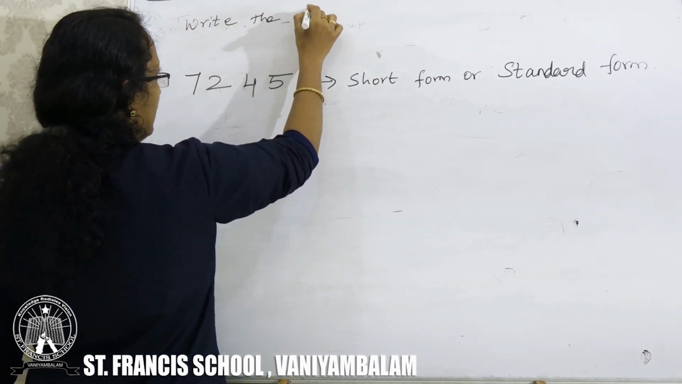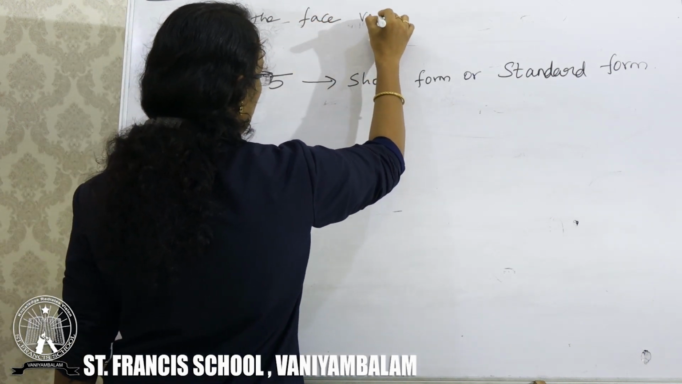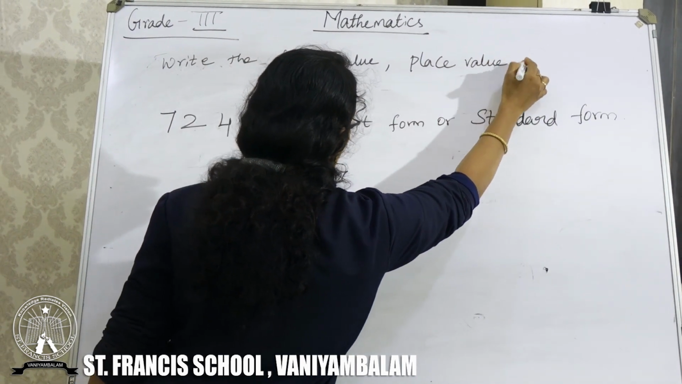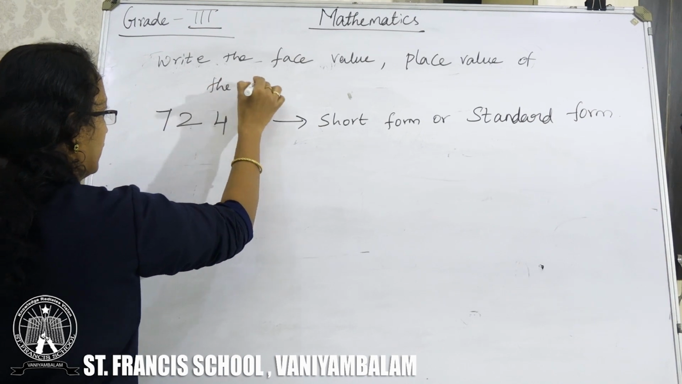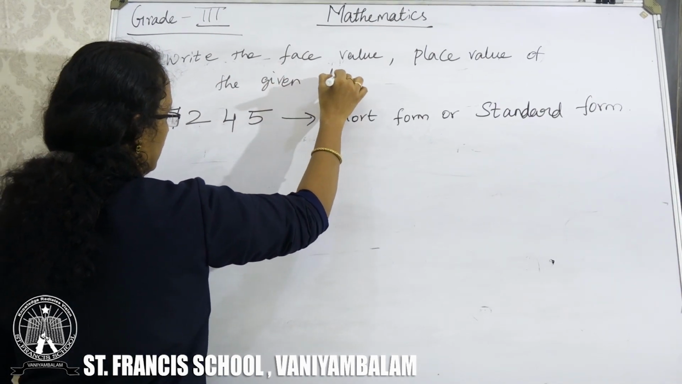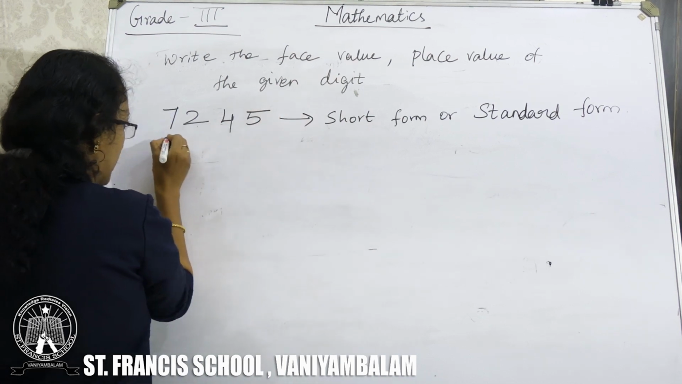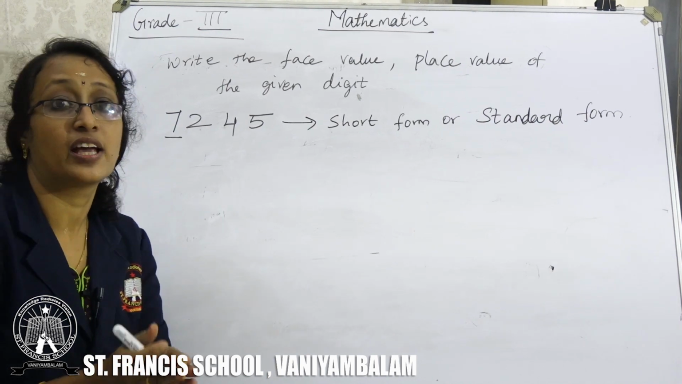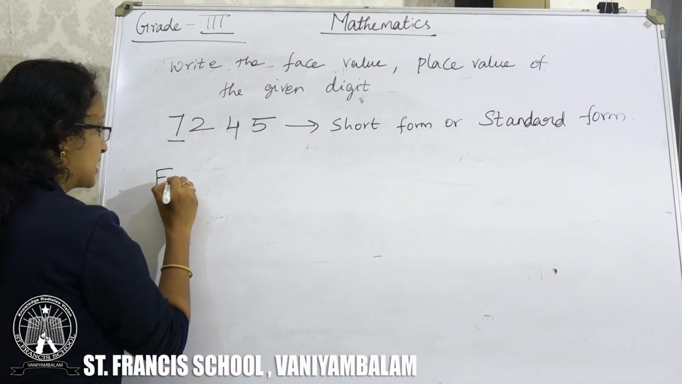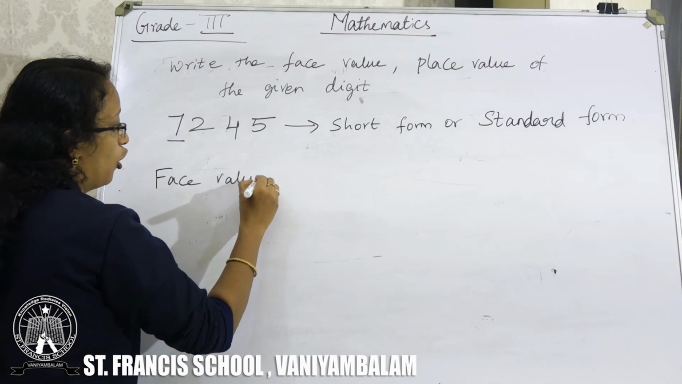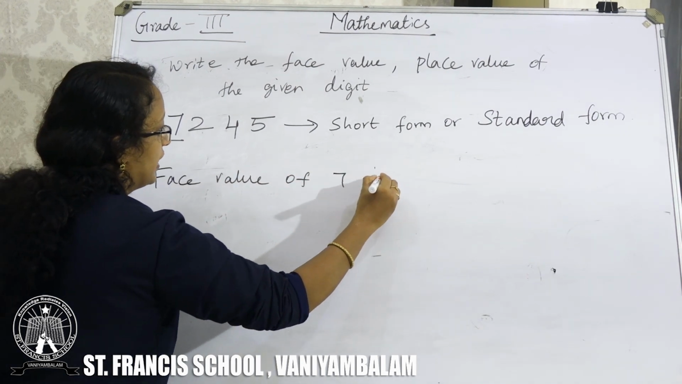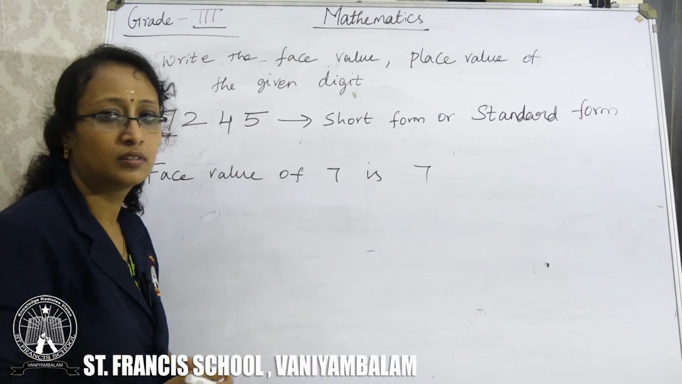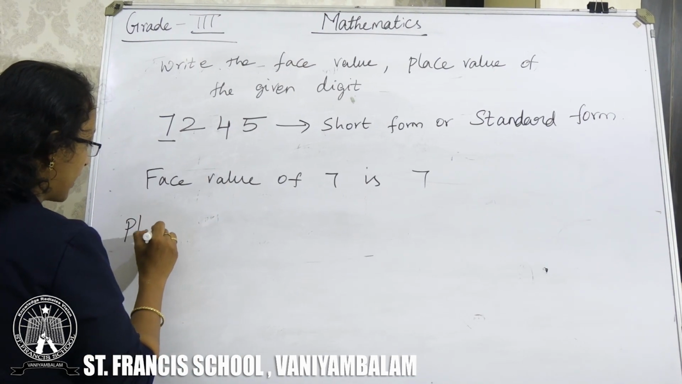Okay, we are going to write the face value and place value of the given digit. I am going to underline one digit here, 7. Okay, we are going to find out the face value and place value. Let us see. What is the face value of 7? The number itself. So 7, right? Then what is the place value of 7?